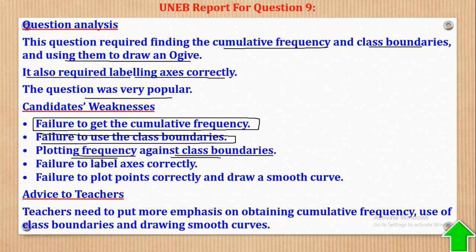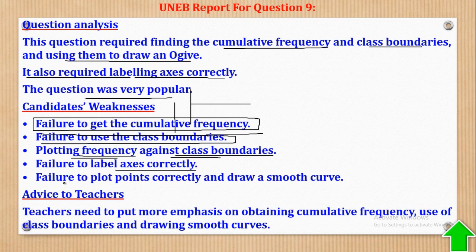Then next is failure to label axes correctly. Some students could not label that the vertical is cumulative frequency and the horizontal is upper class boundary. Some students were labeling that vertical is y-axis and horizontal is x-axis, which is not okay.